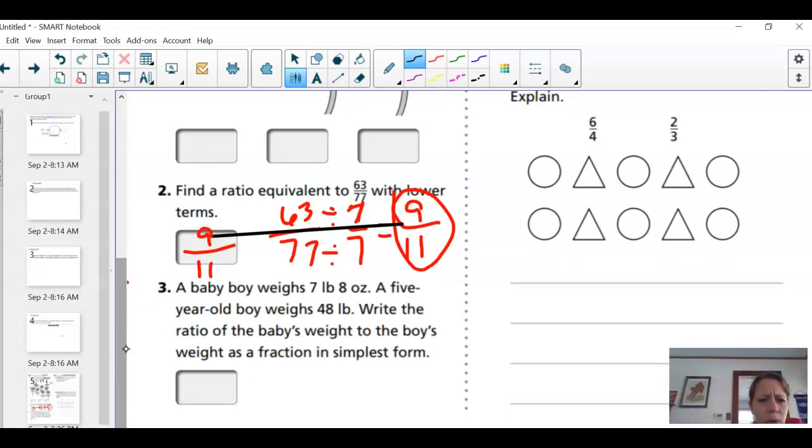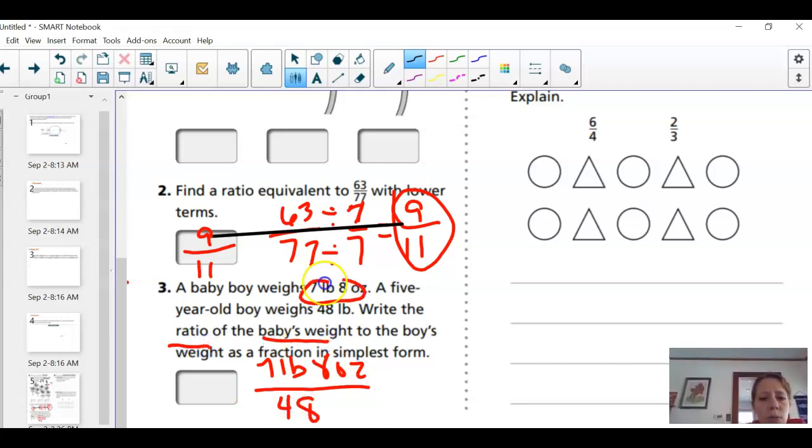It says a baby boy weighs 7 pounds 8 ounces. A 5-year-old boy weighs 48 pounds. Write the ratio of the baby's weight to the boy's weight as a fraction in simplest form. Well, the first thing I need to do is make sure that they have the same unit, which at this point they don't. This has pounds and this has ounces. So I'm going to go ahead and change it to the smaller unit, which is ounces.